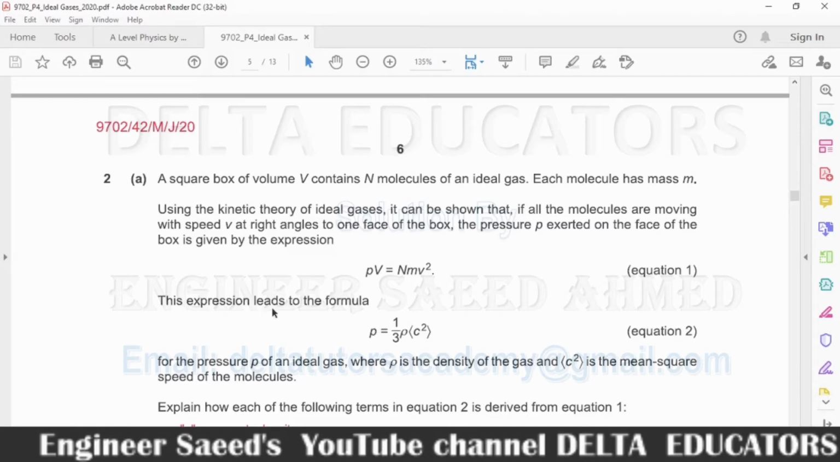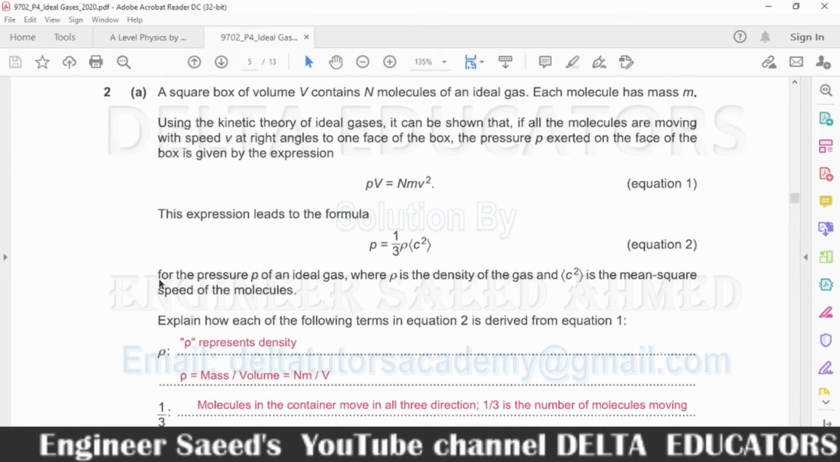This expression leads to the formula P = 1/3 ρ<c²> for the pressure P of an ideal gas, where ρ is the density of the gas and <c²> is the mean square speed of the molecules. Explain how each of the following terms in equation 2 is derived from equation 1.